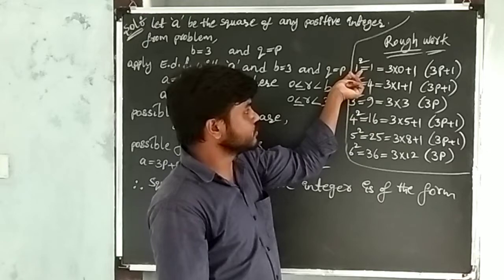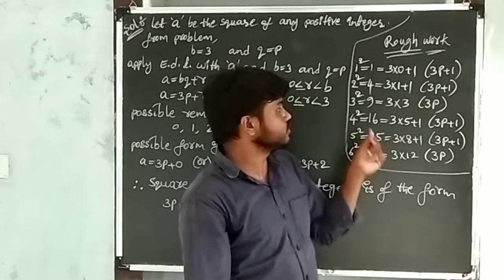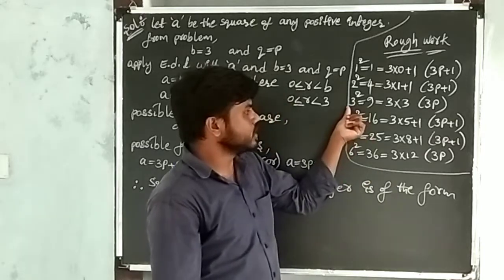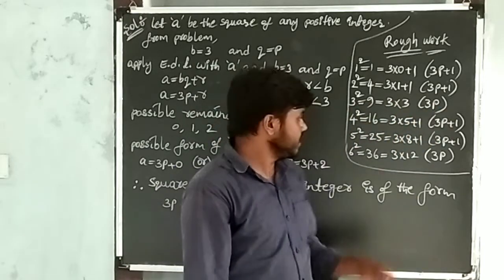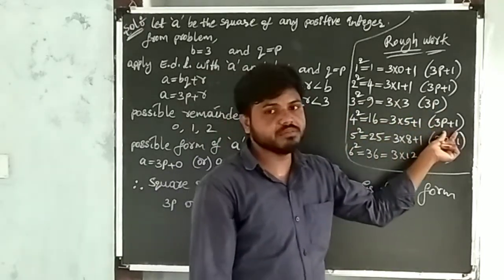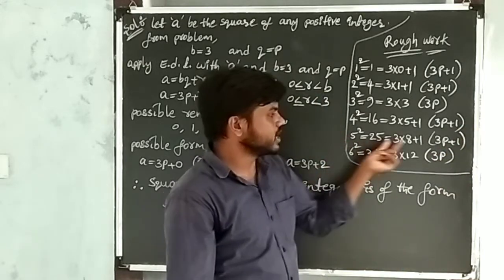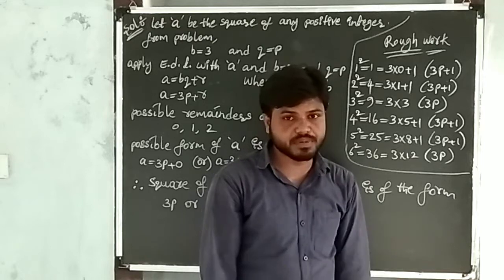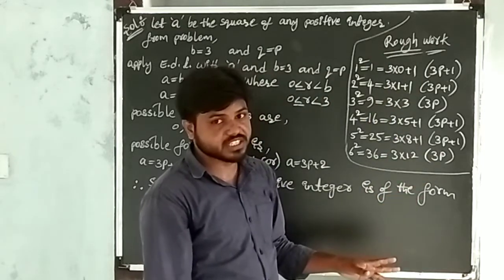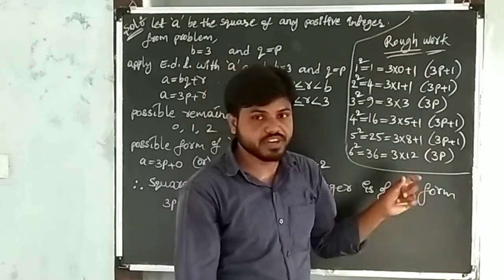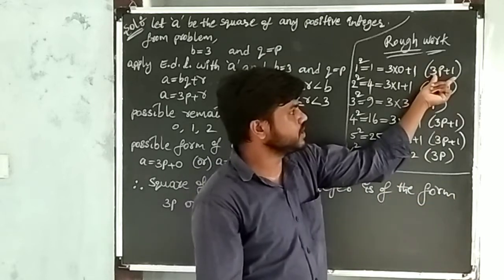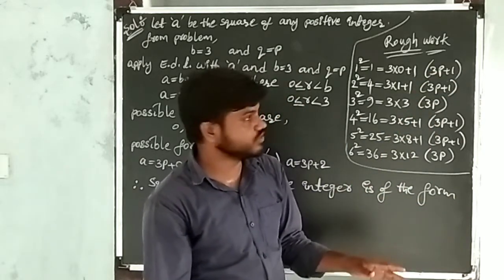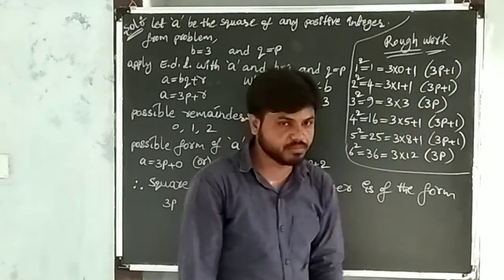See, from this, 1 square we can write in the form 3p plus 1. 2 square in the form 3p plus 1. 3 square in the form 3p. 4 square in the form 3p plus 1. 5 square in the form 3p plus 1. 6 square in the form 3p. From this rough work we can say the square of any positive integer is of the form 3p plus 1 or 3p.